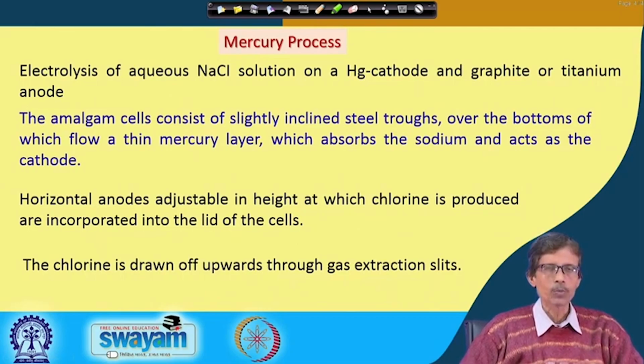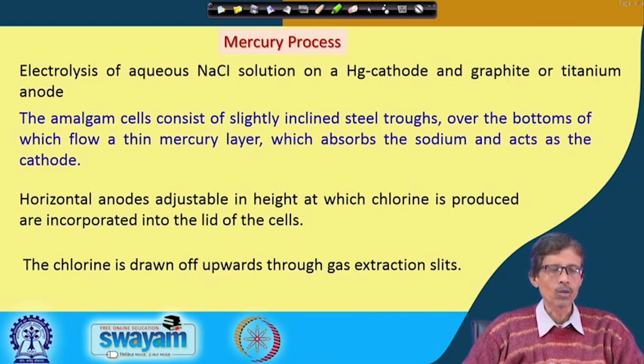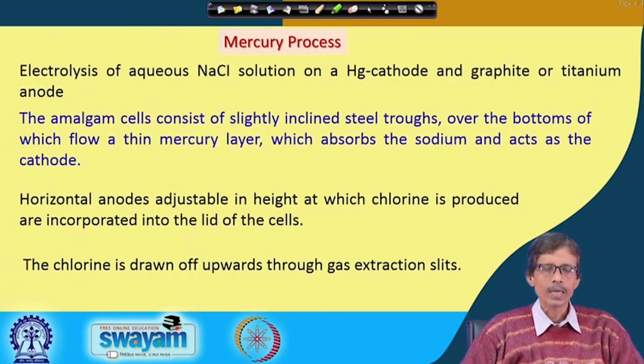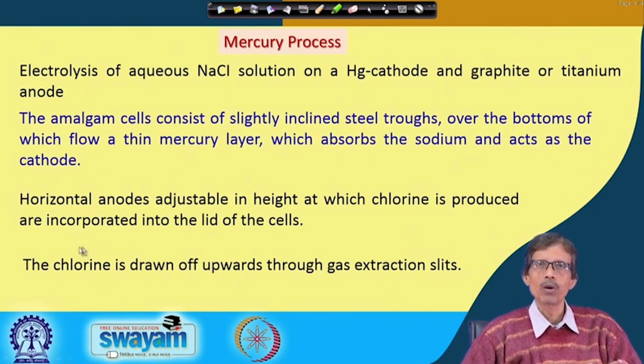Now, chlorine, one of the gaseous components produced during electrolysis, is drawn off upward through the gas passage slits. Industrial people sometimes say extraction, but we as typical chemists don't use that word. We use extraction when some solvent is used for extracting a solid material. So it is a gas passage. Gas passage slits are available, through which the chlorine is allowed to pass close to the electrode which is producing the chlorine gas.